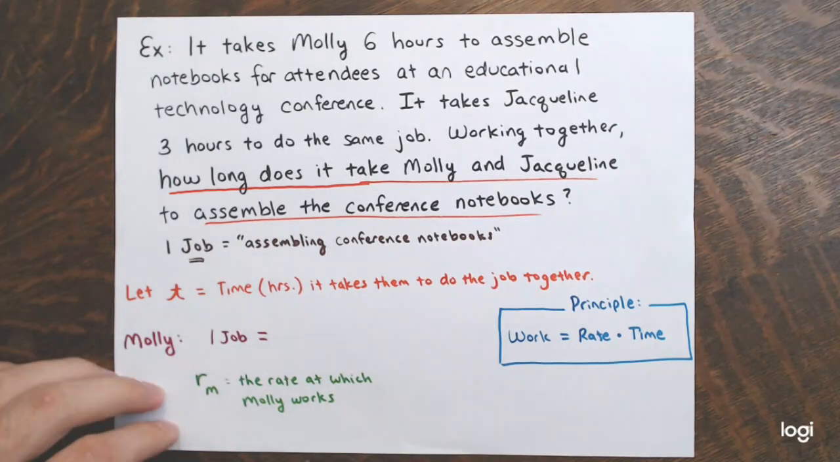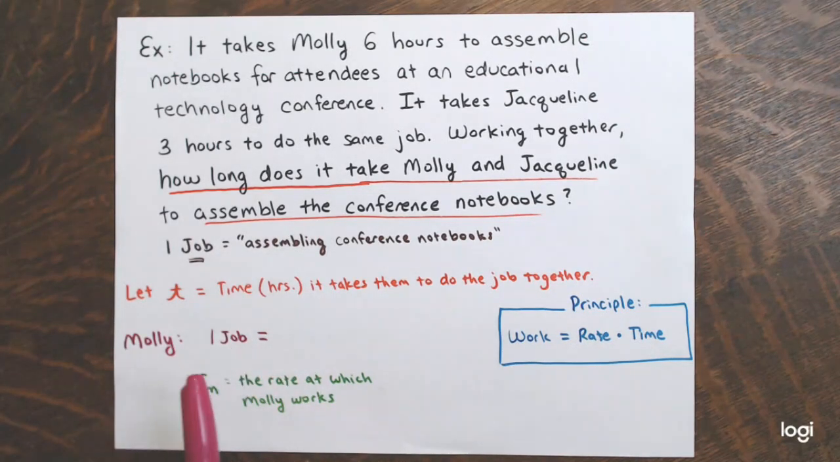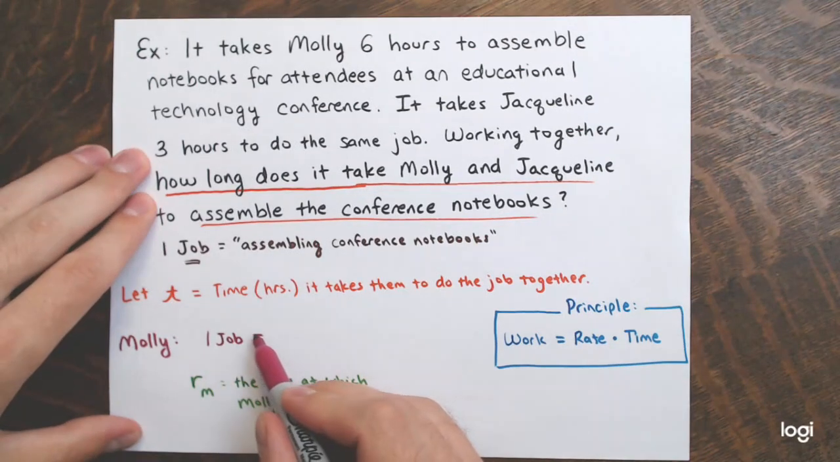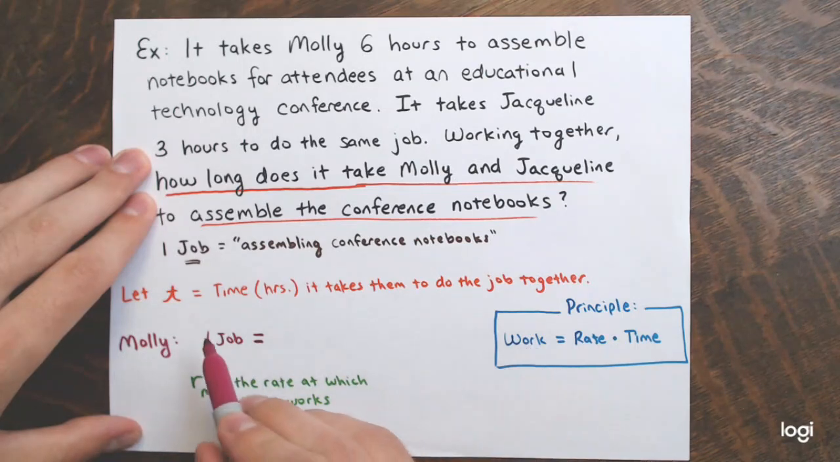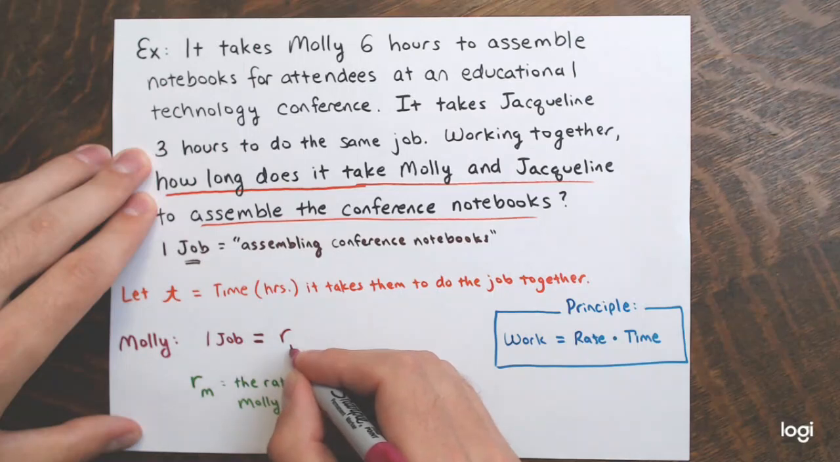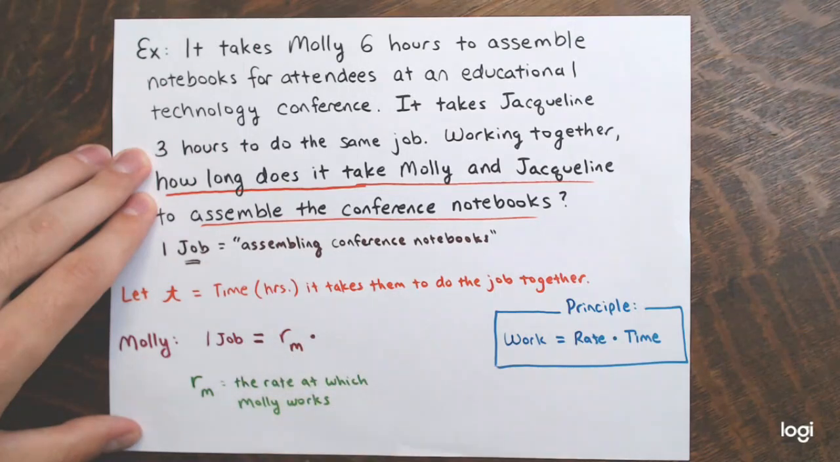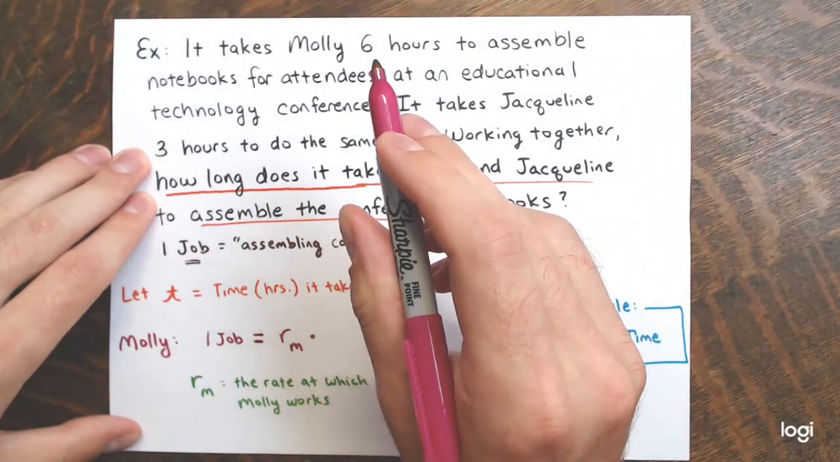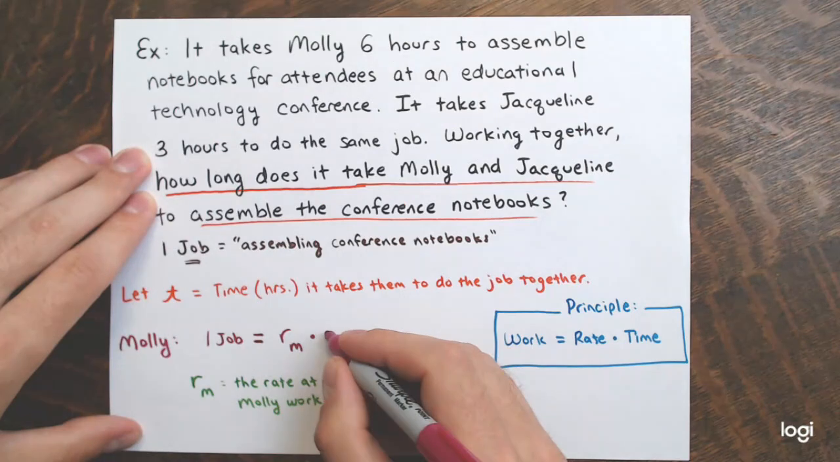Okay, so back in my equation involving Molly, she can complete a whole job, and the work she does is one job. The rate at which she works, I'm calling this r sub m, multiplied by the time she works to complete the one job. They said earlier in the problem it is 6 hours. It takes her 6 hours to complete this one job.